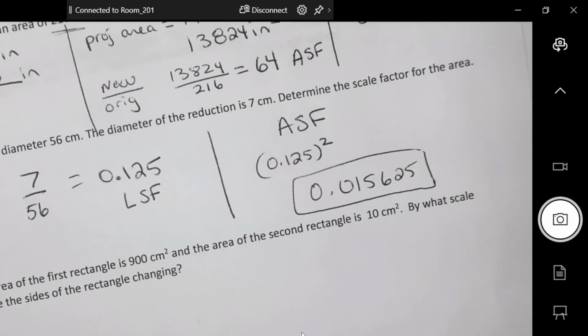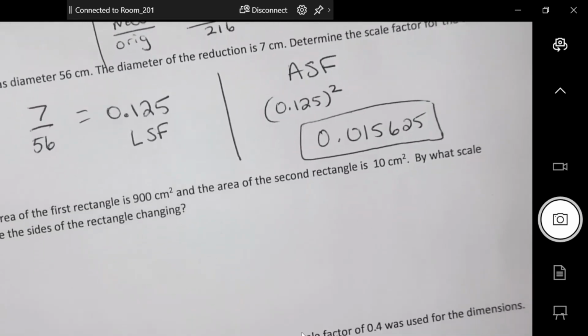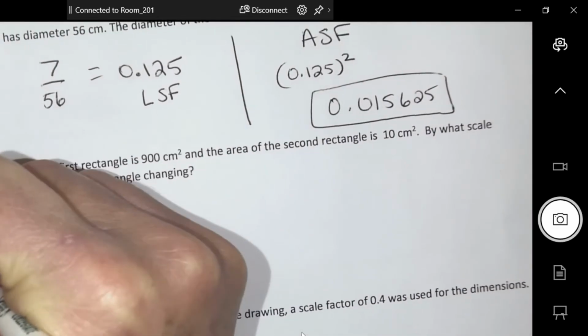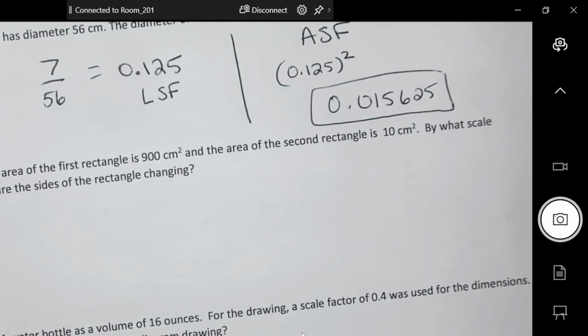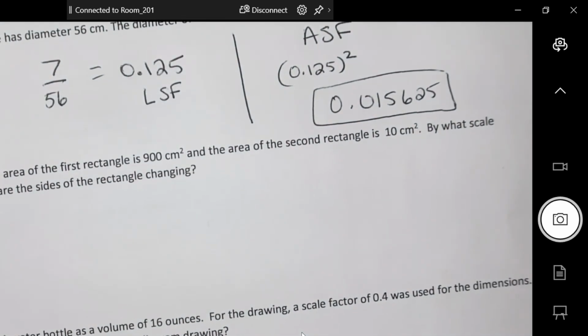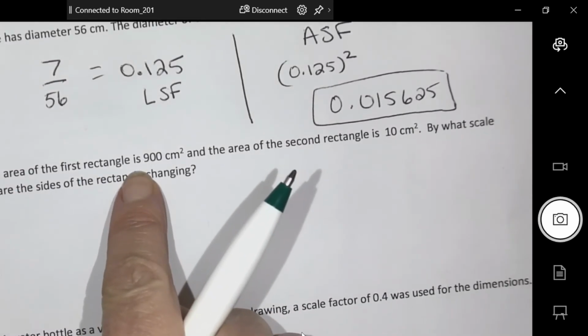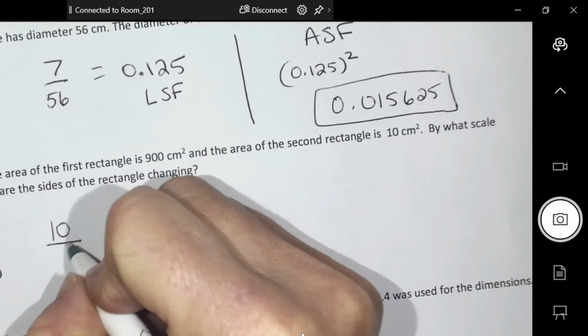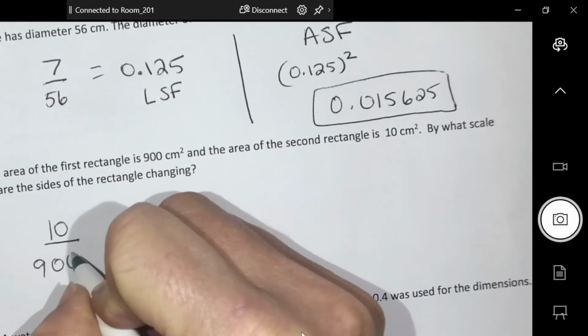Ooh, 2 questions in a row I see with the same units. No conversions. The area of the first rectangle is 900 centimeters squared and the second rectangle is 10. So let's do a new original. The new, I think we're going to consider the area of the first rectangle as the original, and then the area of the second rectangle would be the new one. So 10 divided by 900.